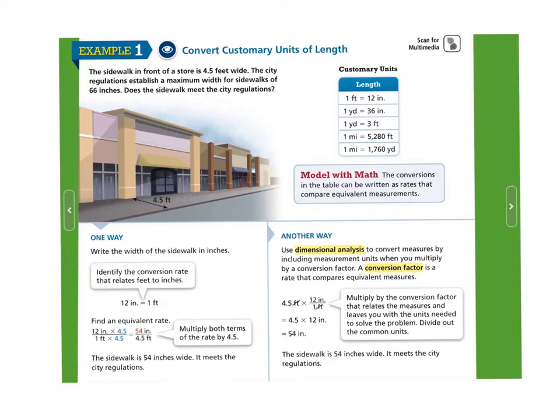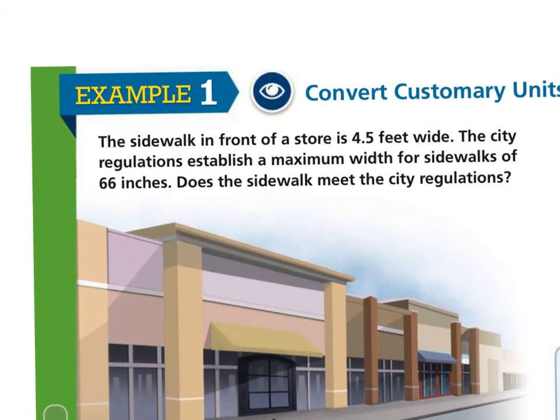If we look at example 1, the sidewalk in front of a store is 4.5 feet wide. The city regulations establish the maximum width for sidewalks of 66 inches. Does the sidewalk meet the city regulations?